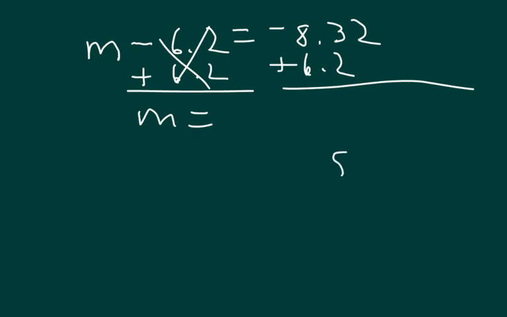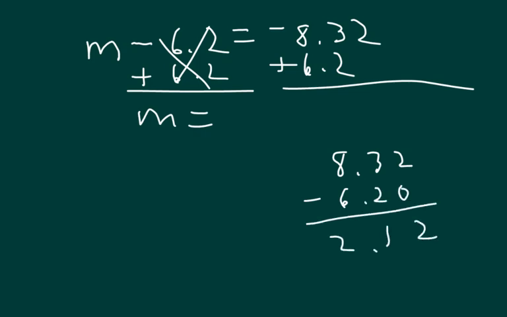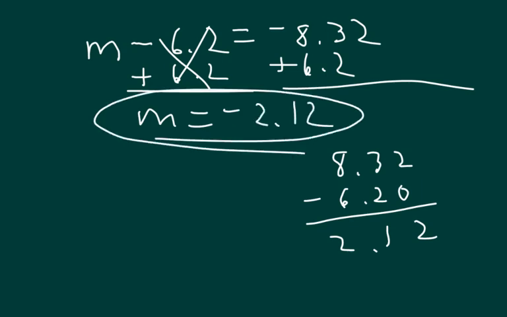I'm going to have to find the difference between these two numbers and make it negative. And I'm going to put the 0 there. 2, 1, 2. And it's going to be negative 2.12. So that's an example with a decimal. And you should be able to handle everything you have in this lesson.